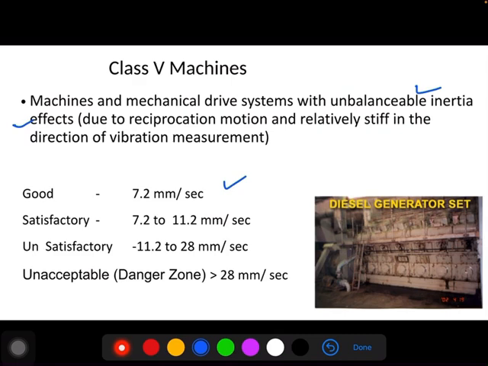For the satisfactory, 7.2 to 11.2. For unsatisfactory, 11.2 to 28 mm per second. And for the danger zone, above 28 mm per second for the class 5 machines.